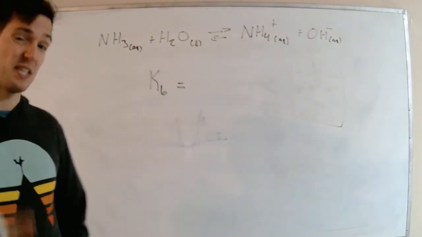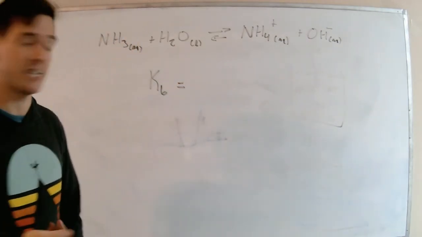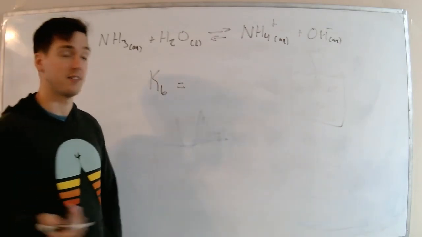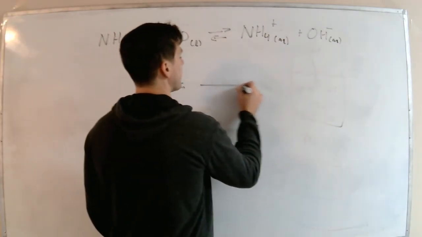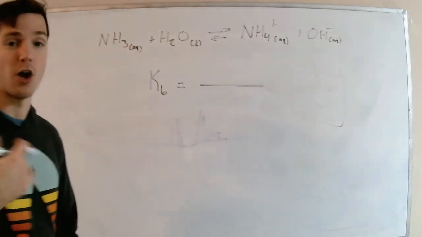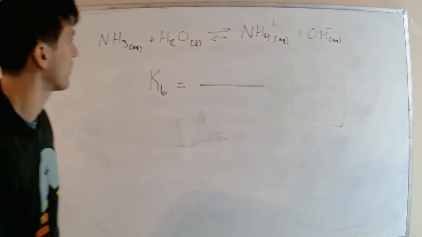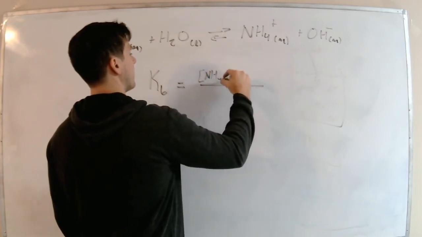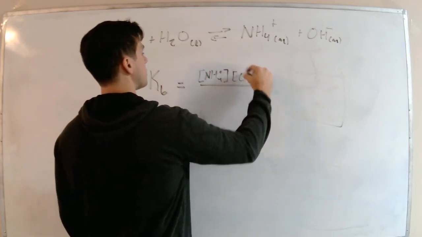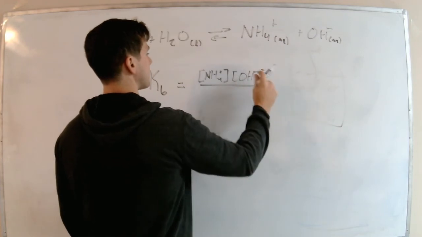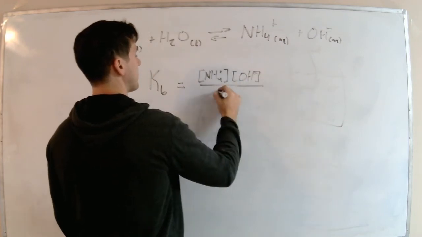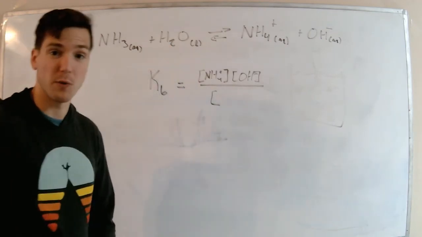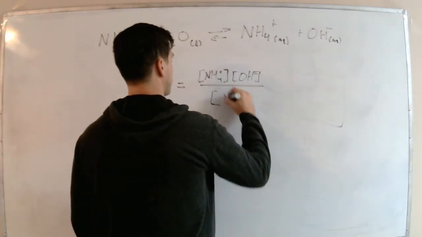Again, that A and B don't really matter. It's expressing the same thing. It's just stating to you that the B is a base and the A is an acid. And once again, we are going to put products over reactants. So we're going to put our NH4 plus and our OH minus on top, and our NH3 on bottom. We're not going to put H2O because it's a liquid and it does not affect equilibrium.